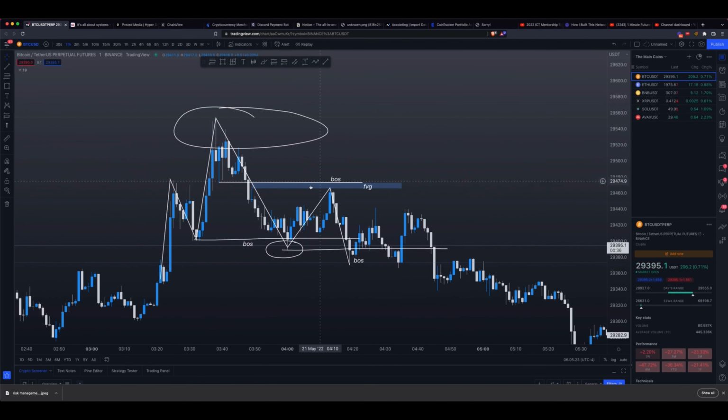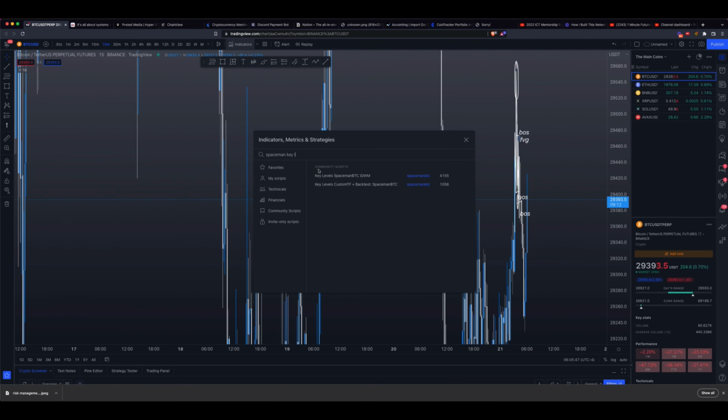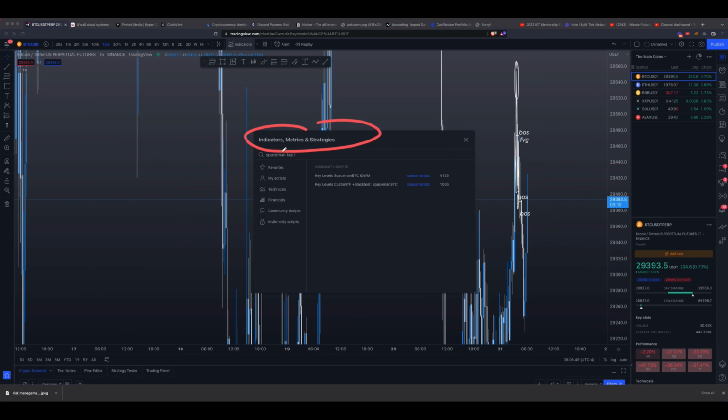So back to the topic. Now that you know the exact setup that you should be hunting for, right? The steps as to what you should be hunting for, we have to figure out how do you actually identify these setups? Like where do you start identifying these setups? For this, I'm going to recommend that you turn on a simple little indicator. So what you want to look up for is indicators.